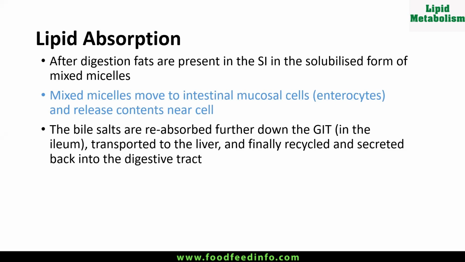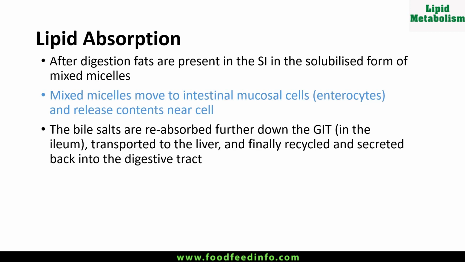So these are the solubilized form of the fat or lipid that is known as mixed micelles. These mixed micelles then move to the intestinal mucosa, that is known as enterocytes, and then these contents are released near the cell. The bile salts are reabsorbed further down the GIT in the ileum. Then they are transported to the liver and finally recycled and secreted back into the digestive tract.